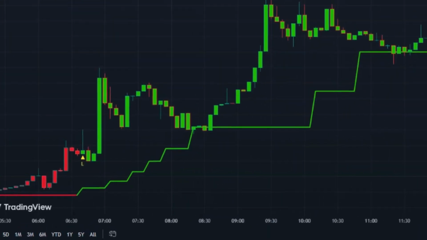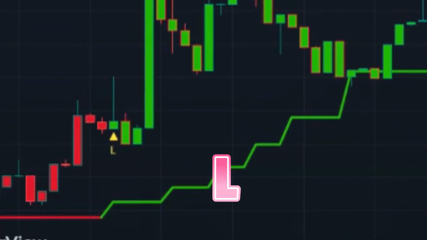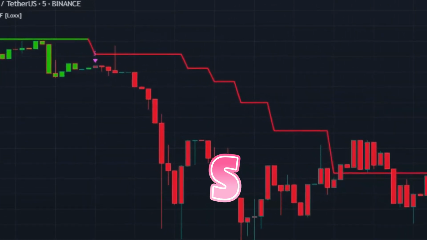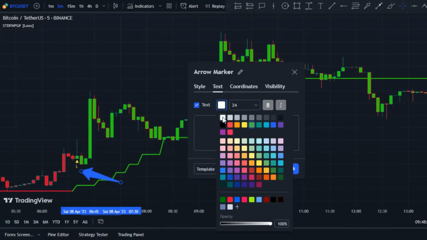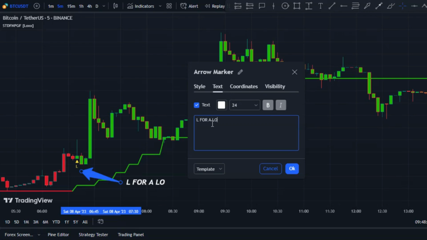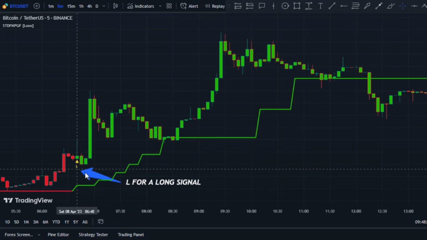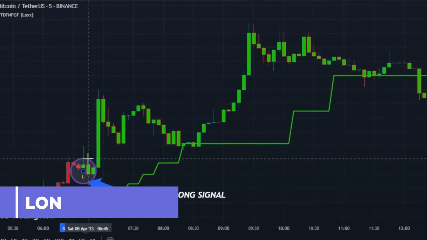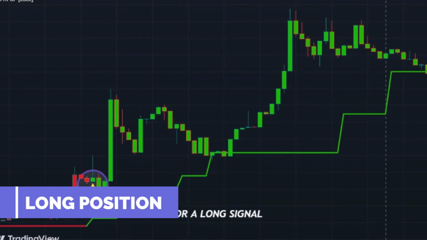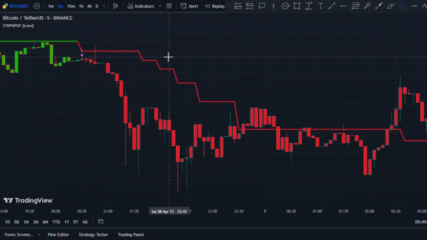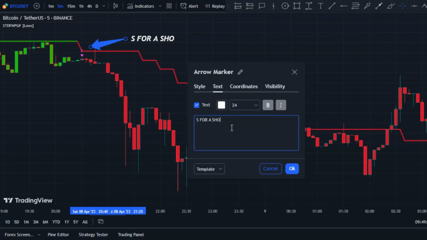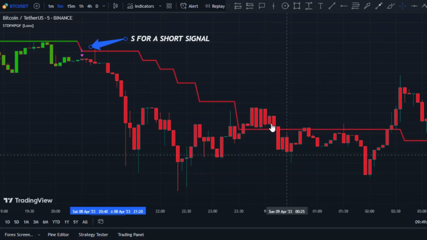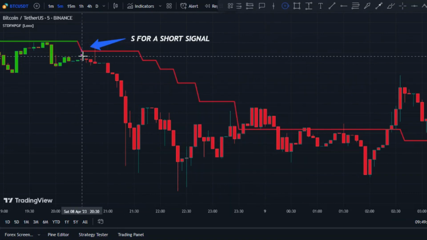So this indicator we're using gives us these little L's and S's to tell us whether to go long or short. L means long, so look for an L under the candlestick when the candle is above the indicator line. That's your signal to open up a long position cause the trend's moving up. S equals short. Same deal, look for an S over the candlestick when it's below the indicator line. So it's time to open a short trade cause trend's going down.